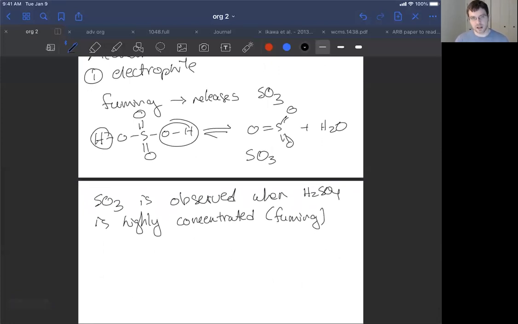If we release a little bit of SO3 in the presence of a ton of water, we're going to push this equilibrium back to make H2SO4. Not great. Okay, and this is also called an SOx, where the x is a subscript for various oxidation states. So SO3 is one example. All right, anyway, SO3 is a great electrophile.